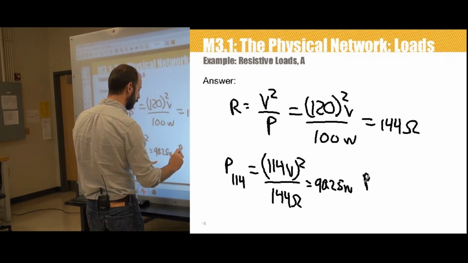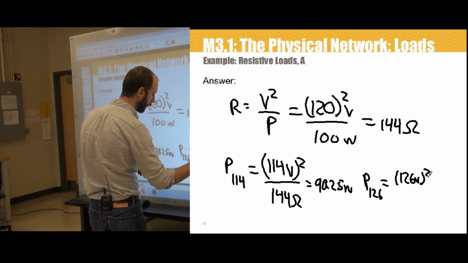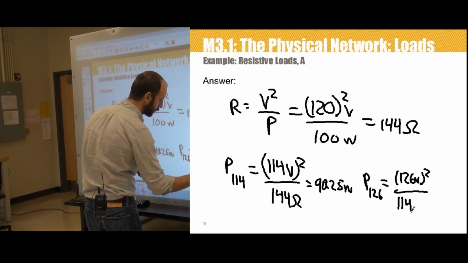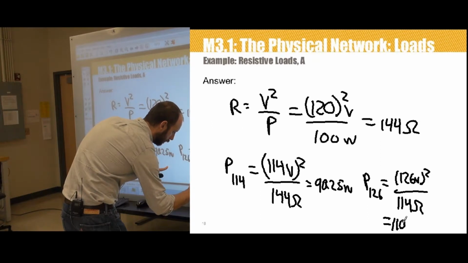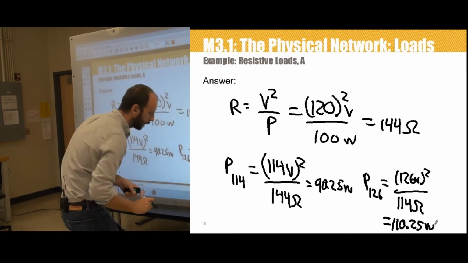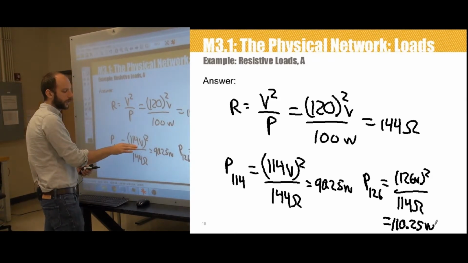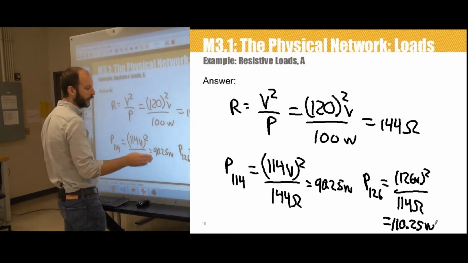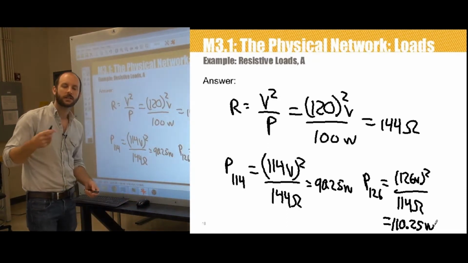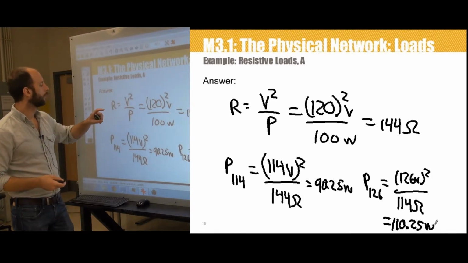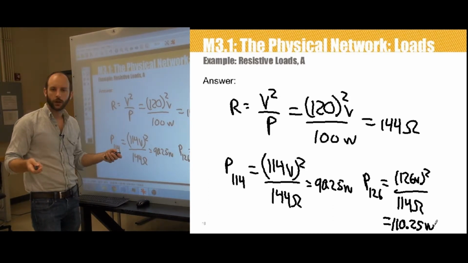And power at 126 is just 126 volts squared over the same resistance. Resistance doesn't change as a function of voltage, and that's 110.25 watts. So we notice that the 100-watt light bulb, if operated at a lower voltage of 114, is 90.25 watts. And if operated at a higher voltage of 126, is 110.25 watts. What that shows us is that the power consumption of the purely resistive loads change with the square of the voltage. Well, duh, right, you might say.